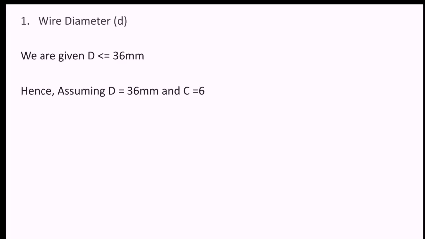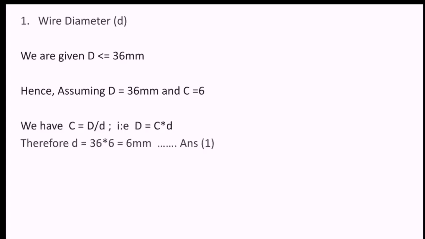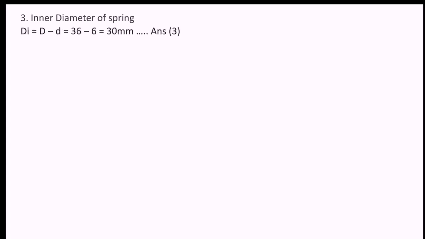Now the first step is to find the wire diameter. In the question, the mean coil diameter of the spring is given as 36 mm. Assuming C is equal to 6 and using the relation C is equal to D by d, I will get the wire diameter d as 6 mm. Inner diameter of spring will be Di is equal to D minus d. I will get 30 mm. Similarly, for outer diameter I will get 42 mm.